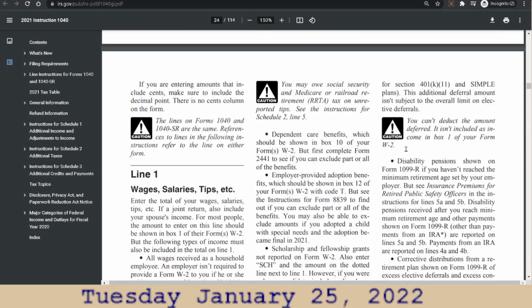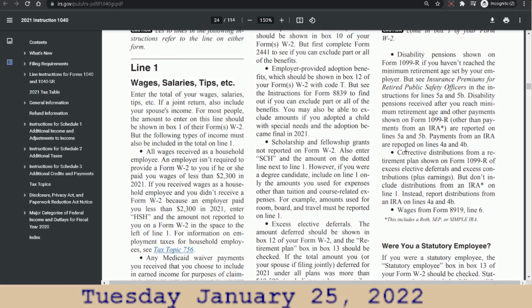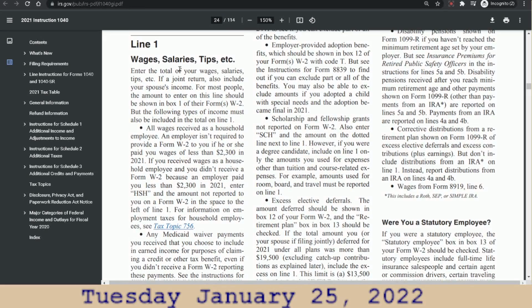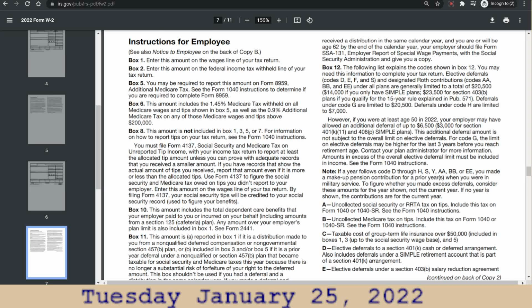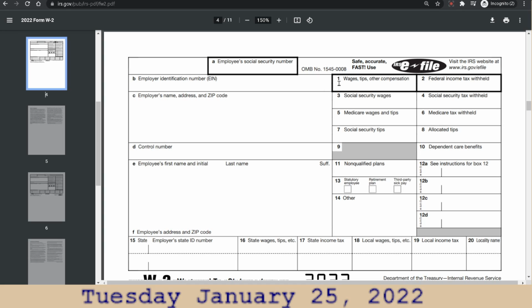All right, we're going to go down here to line 1. Okay, now we're all on the same page at the same time. I have line 1, wages, salaries, tips, etc. And then I have line 1 here, box 1, enter the amount of the wages line of your tax return, which is going to be right there. Okay, I'm trying to relate every section together at the same time.